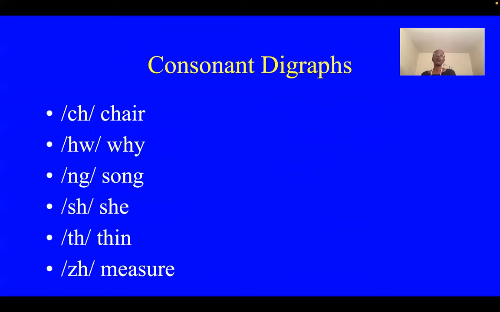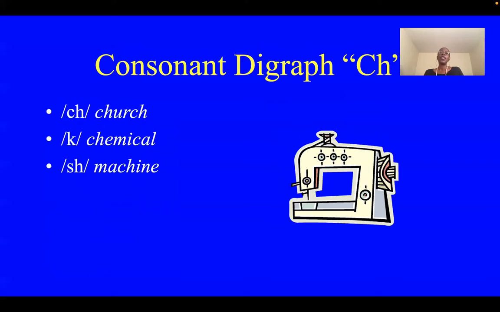Okay, we're not really going into the consonant digraphs today, but some words that have that consonant digraph, again, the 2 letters that have a unique sound, or in some instances, one of the letters is silent. Some examples of consonant digraphs are the words cheer, song, she, thin, and measure. Okay, and the consonant digraph is unique in that it has different pronunciations in different words. So you'll have the CH represented as church, chemical, and machine.